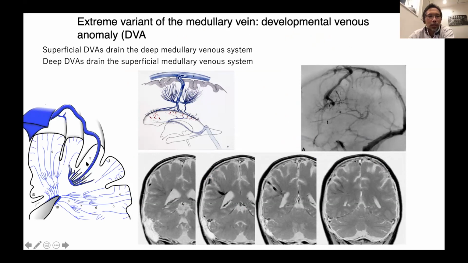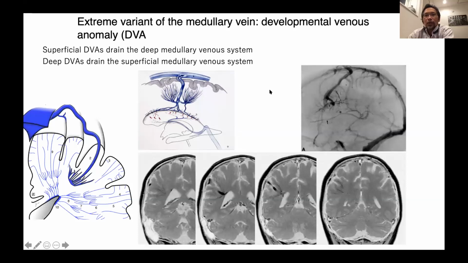So usually we've learned that most of the white matter medullary veins, which are the deep medullary veins, will travel a distance to drain into the subependymal veins. Okay, but when we have the DVAs, usually they turn things upside down, like this one. You see, the deep white matter over here is supposed to drain into the deep venous system, but when we have the DVA, it turns upside down. The deep one goes superficial. I don't have the opposite, but you can have the superficial one draining into the deep venous system.